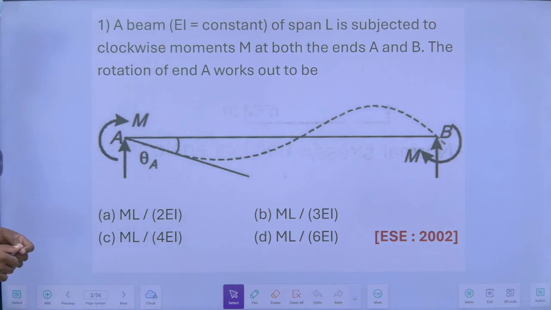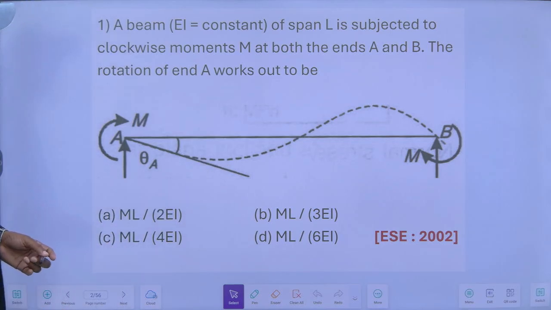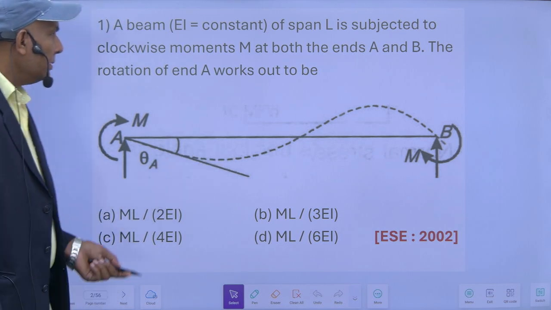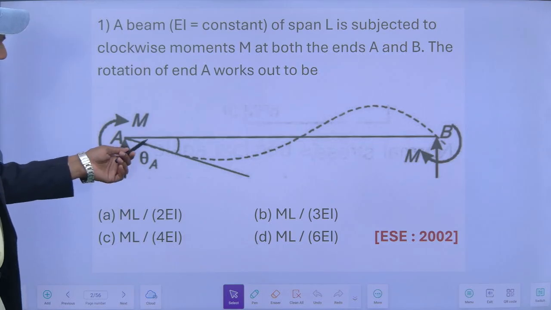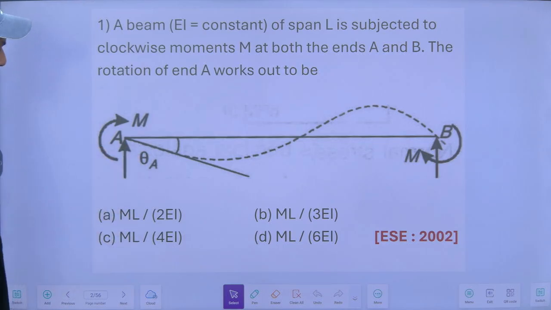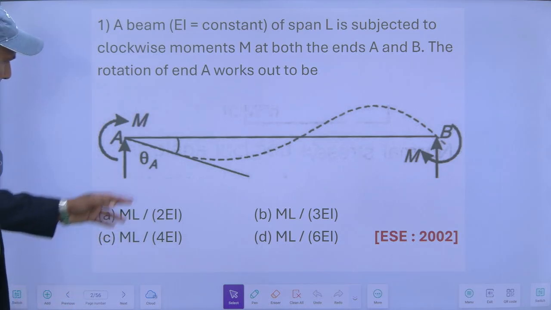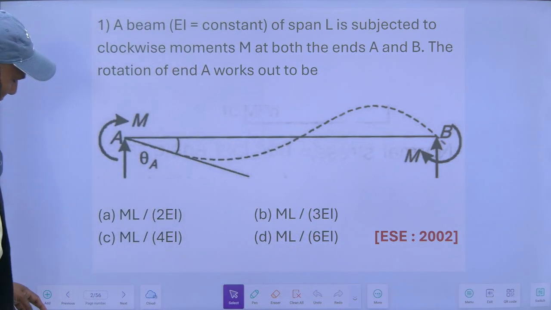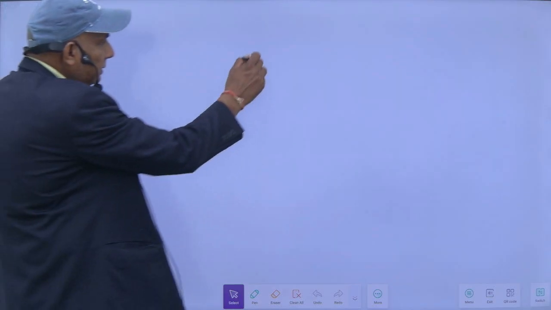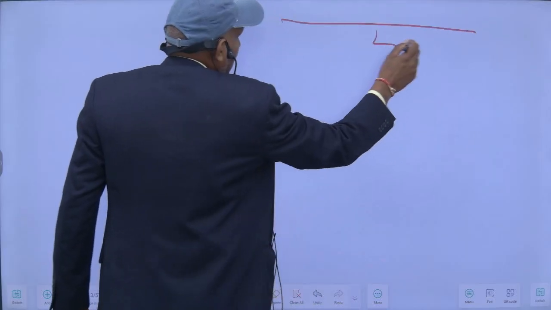A beam of constant EI and span L is subjected to a clockwise moment at both the ends A and B. So the direction of both the moments is the same. The rotation at A works out to be how much? There are 4 options. The moments are in the same direction. This is M and this is M. This is L.